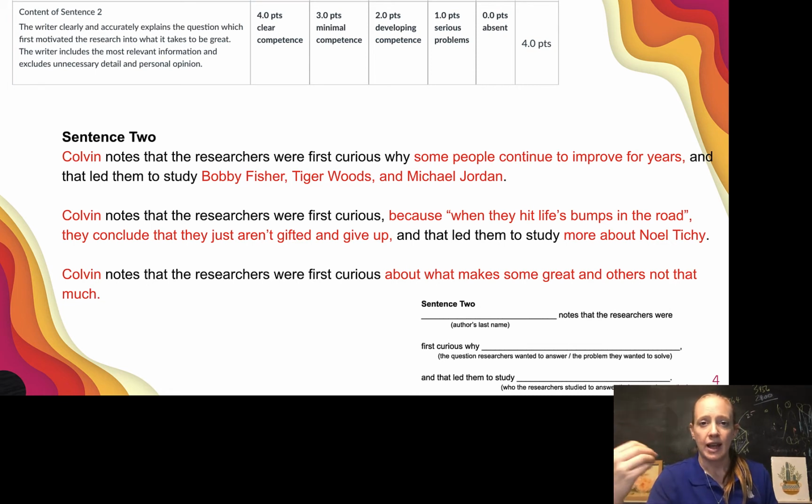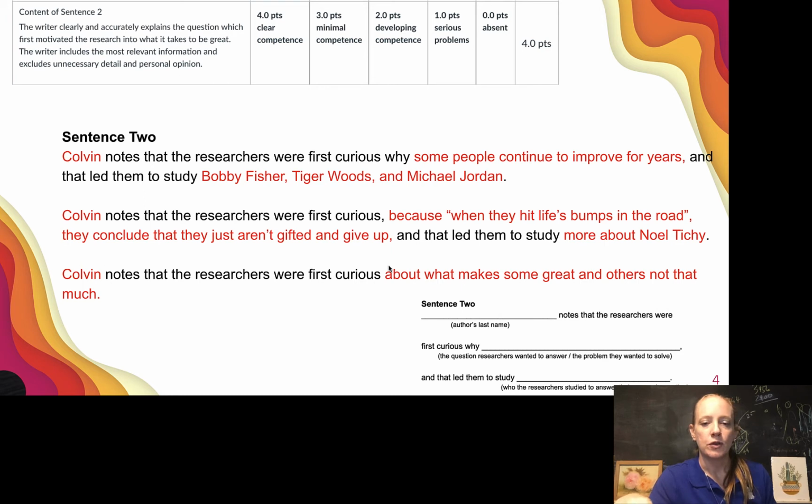So this one, again, is going to be in that 1 range. If they put it in their own words and replaced Noel Tichy with some of the people from the first sentence, then that could be a 4 really, really easily. And the third part, I hope when you look at this one, you notice right away that it's missing that second half, and that led them to study. So I already know that it's missing a major component. But let's look at what they have.